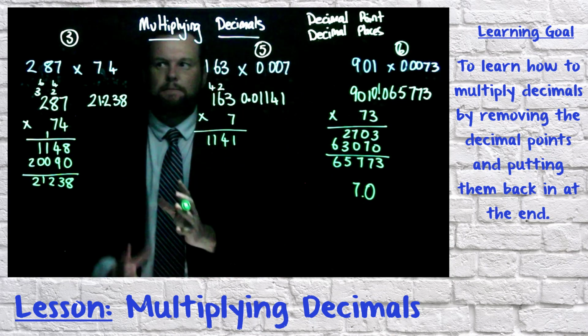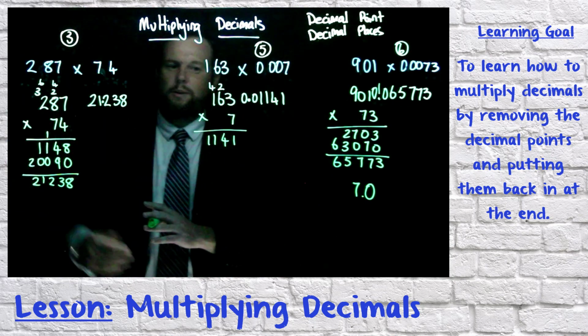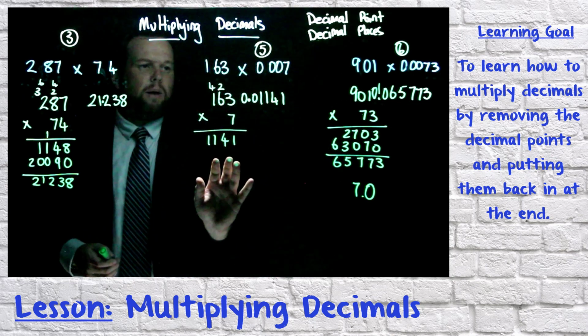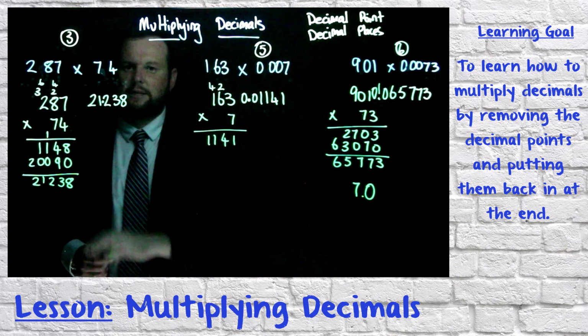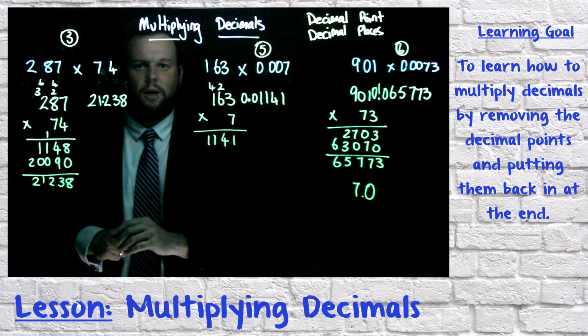So when we multiply decimals, we determine how many decimal places, not points, how many decimal places are in our question, okay? And then we take them out, we remember the number, we do a normal multiplication with no decimal points in it, okay? And then once we get our answer, we put our decimal places back into the answer, okay? And that is multiplying decimals.